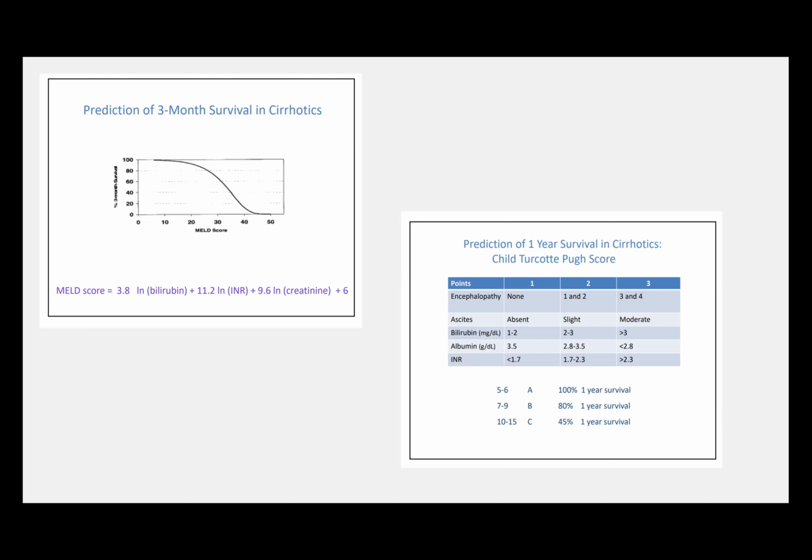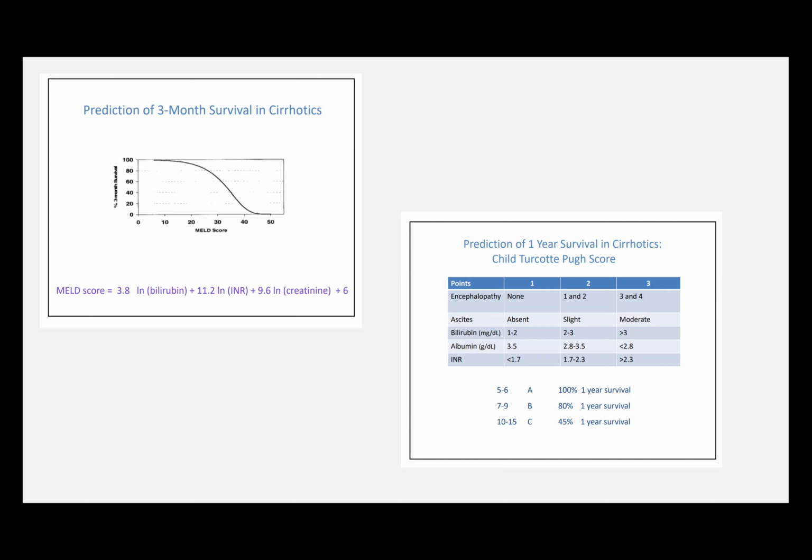And then we have the CPT. I know it's mostly used for surgical pre-op evaluation, but it can also be used for prognostic discussions as well. And this one takes biochemical markers, but it also takes clinical decompensation into account. So if we're talking about prognosis, if you're A and B, you have a pretty good prognosis. And then C onwards, your prognosis falls quite a bit.